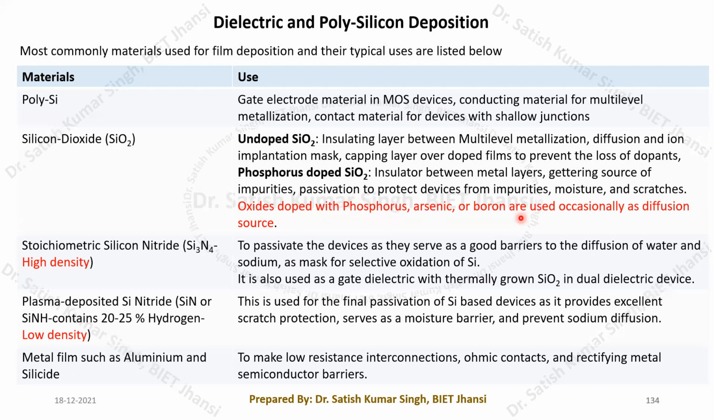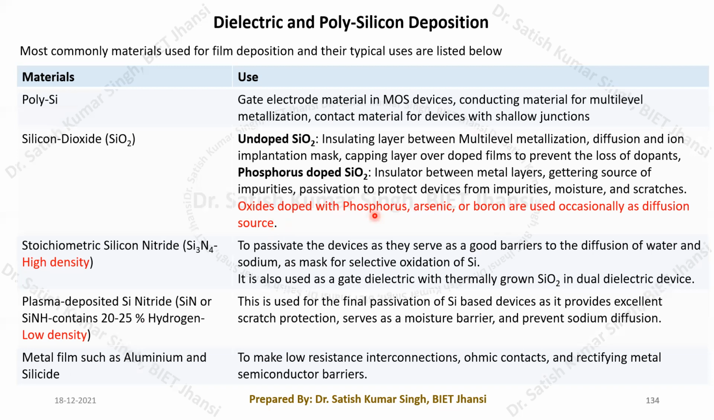Sometimes it is used as a diffusion source. If you want to diffuse phosphorus, arsenic, or boron, sometimes we use SiO2 doped with this dopant as a source.